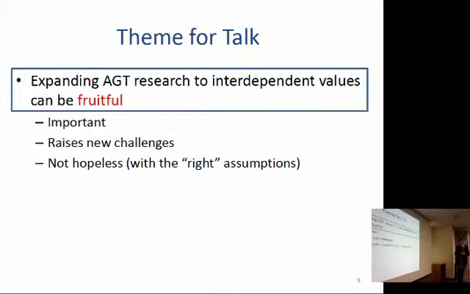So the theme for the talk is, first of all, that if we expand AGT research beyond IPV to interdependent values, this can be fruitful. I hope I convinced you it's important. It models high-stake auctions that involve a lot of money, and it raises new technical challenges for us to overcome, hopefully. And the thing is that with the right assumptions, I'm going to convince you in this talk, I hope, that it's not hopeless. You can get positive results.